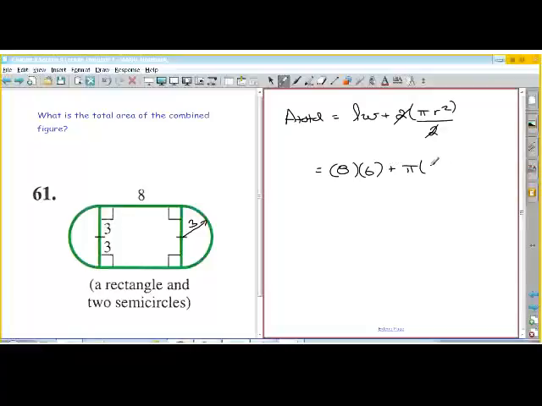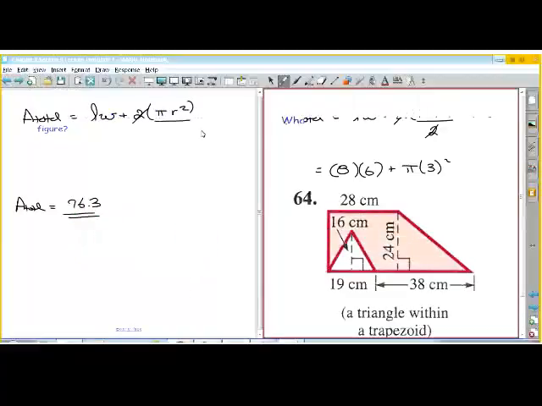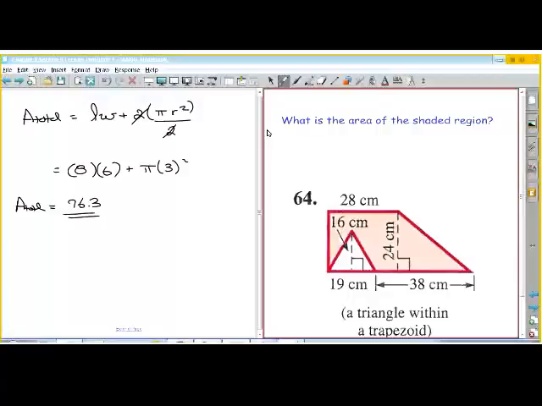And then we have pi times the radius, which is 3 squared. And to that point, because we're mixing pi with no pi, we have to do that in decimal form. So 6 times 8 plus pi times 3 squared. And we get the total area is 76.3 units, rounded off to 1 decimal point. Okay. So those were adding stuff together.